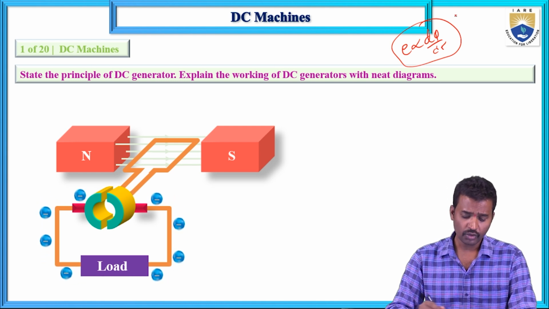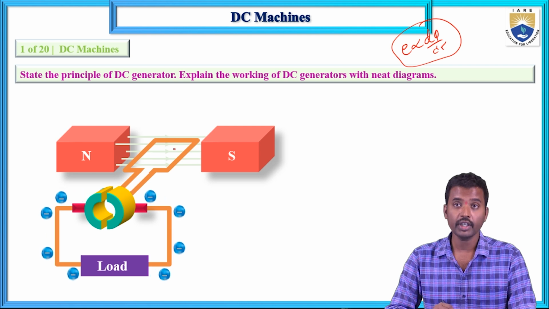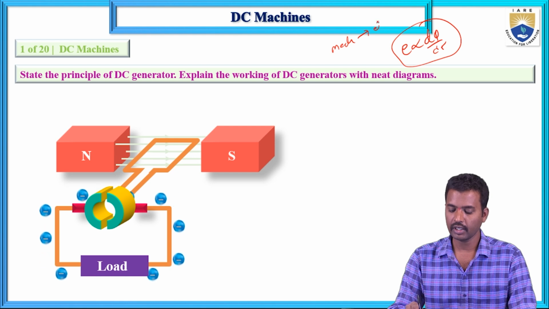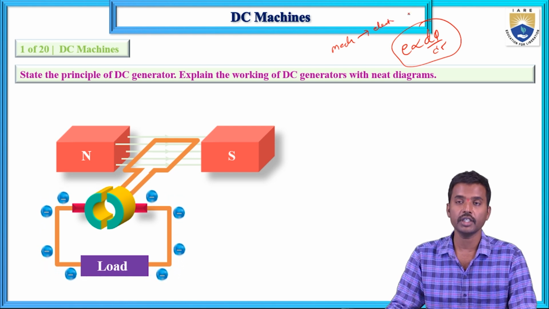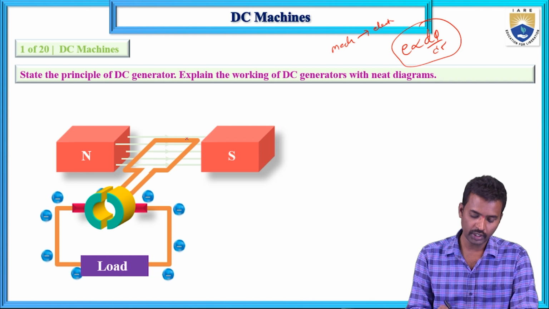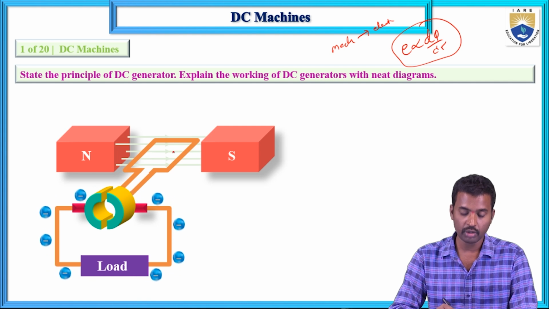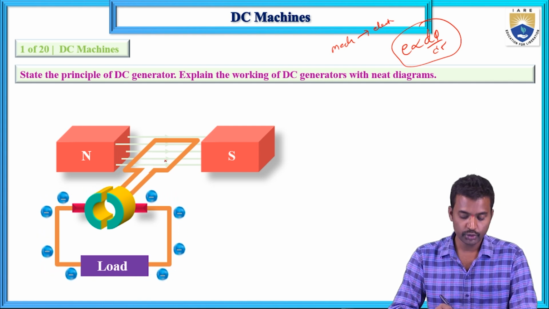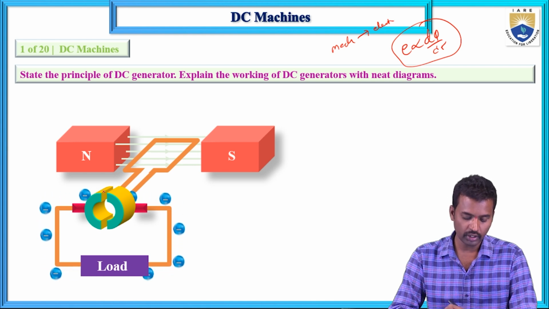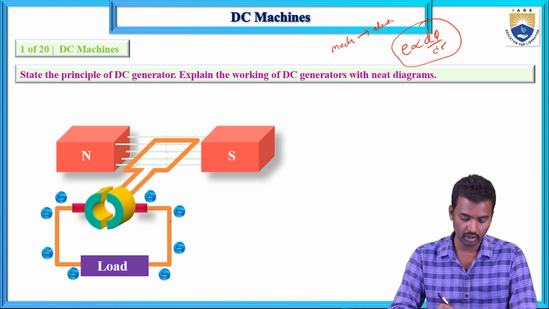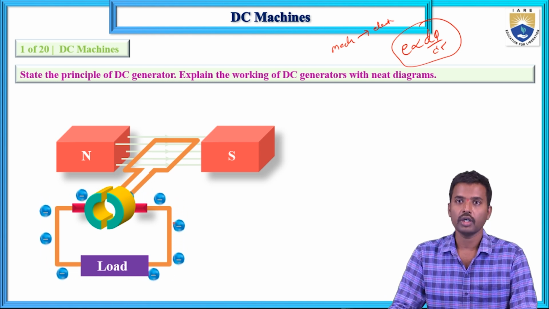Now a generator converts mechanical energy into electrical energy. A rotating conductor is placed in a stationary magnetic field, so induced EMF will be developed in this single-turn conductor, and if you connect a load, current flows in this circuit. The direction of electron flow is always opposite to the direction of current flow.